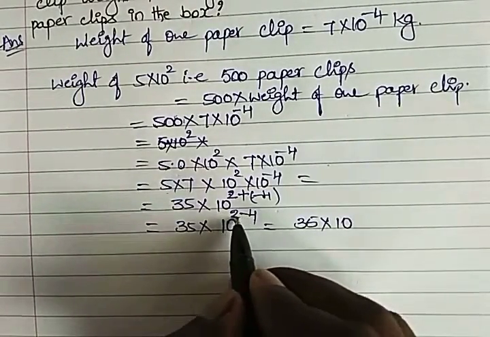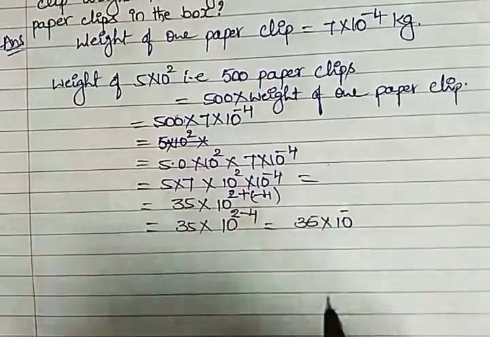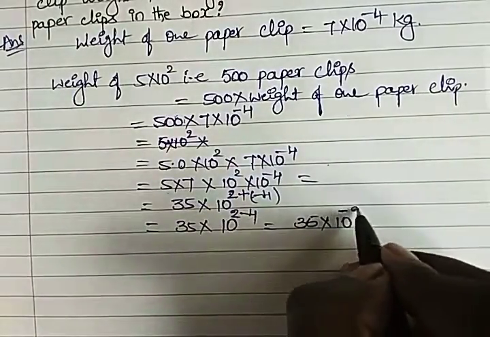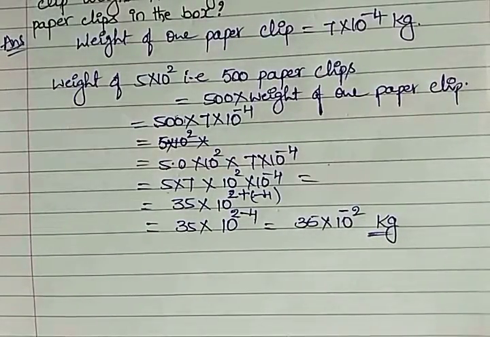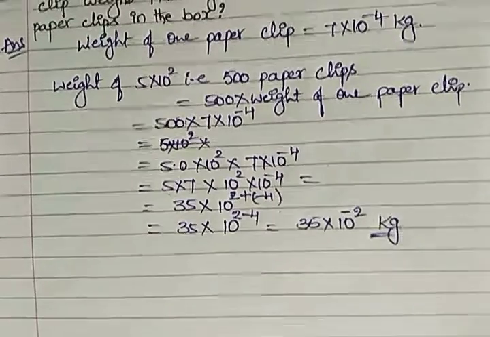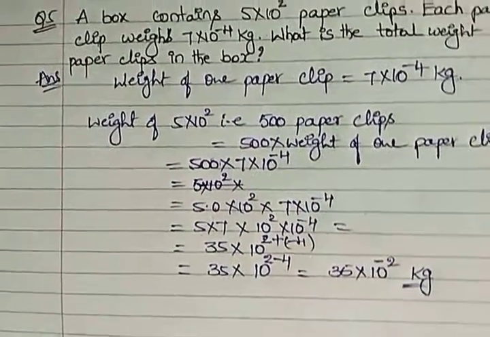A bigger number is subtracted from a smaller number, the result is negative, so 35 into 10 power minus 2 kilograms. So this is the weight of 500 such paper clips which are there in a box. So this is about question number 5. With this, exercise 4.3 is over.